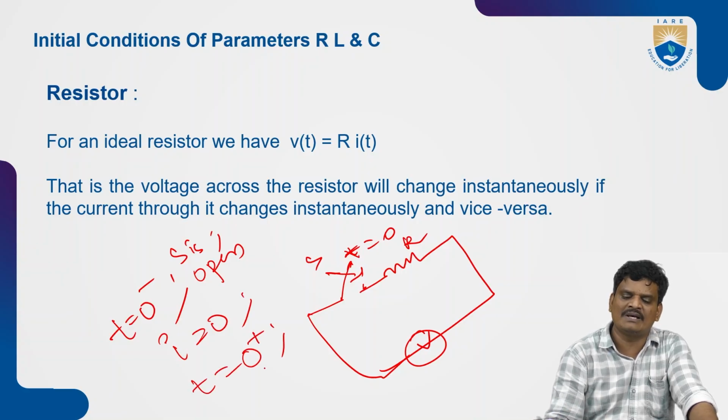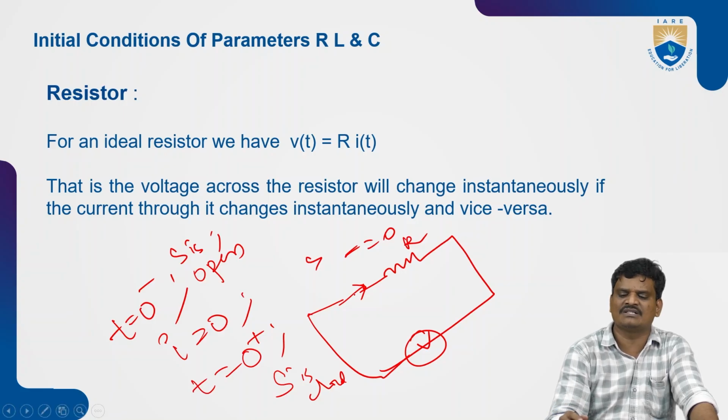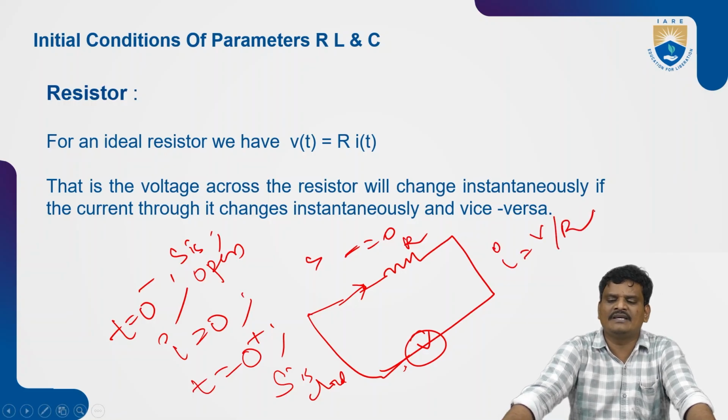T equal to 0 plus. At t equal to 0 plus, the switch is closed. So when the switch is closed, what happens to this circuit? Automatically the connection will be established between the voltage excitation circuit and the resistor. Some amount of current will flow into the circuit, which is given as I equal to V by R.